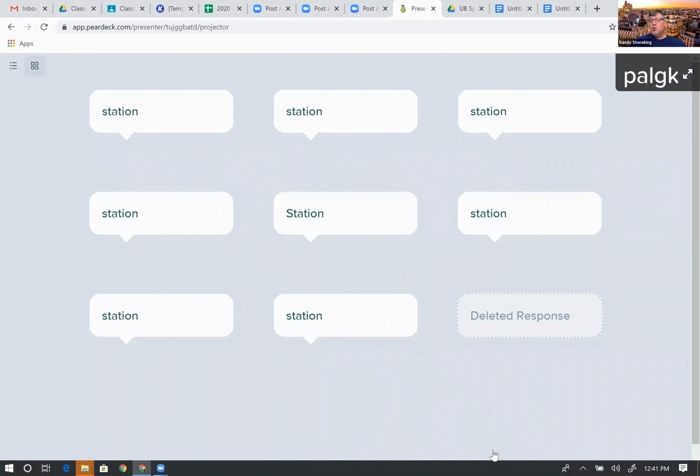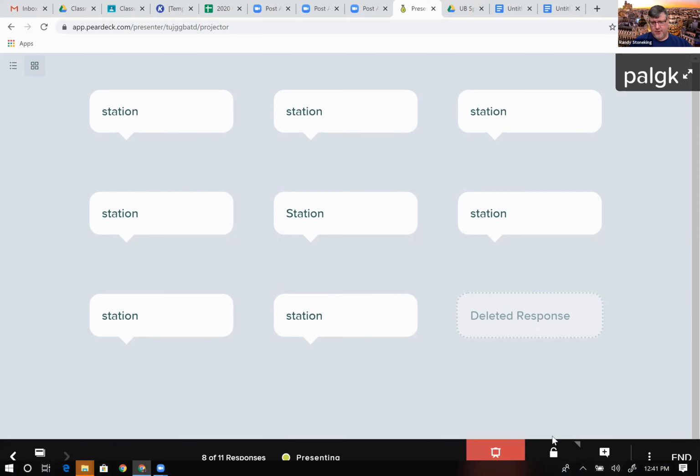So that one has two patterns. It's got the S plus a consonant at the beginning of the word, station becomes estación, essentially. But then we also have the CION at the end of the word, which becomes TION. So estación is station. Very good.